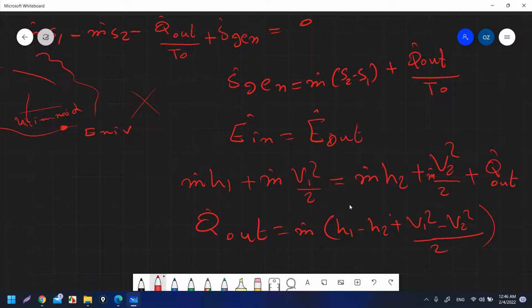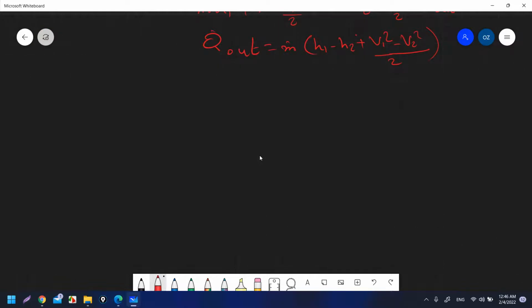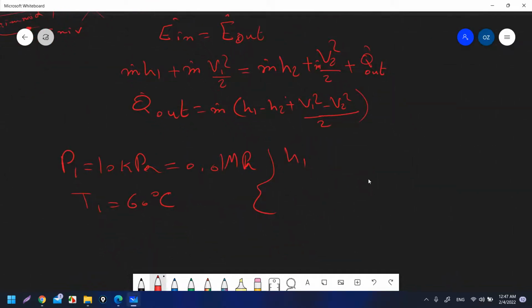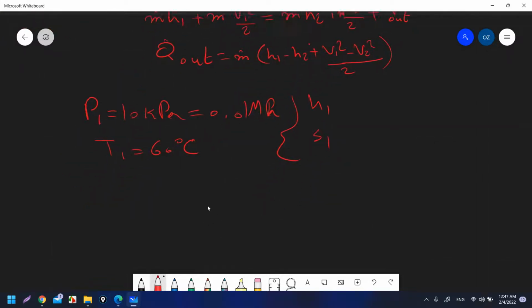Okay, let's find the properties from the thermodynamics table. For state 1, I have P1 equal to 10 kilopascal, which equals 0.01 megapascal, and T1 is equal to 60 degrees Celsius. I want to find H1 and also S1. I don't need anything else than H1 and S1.